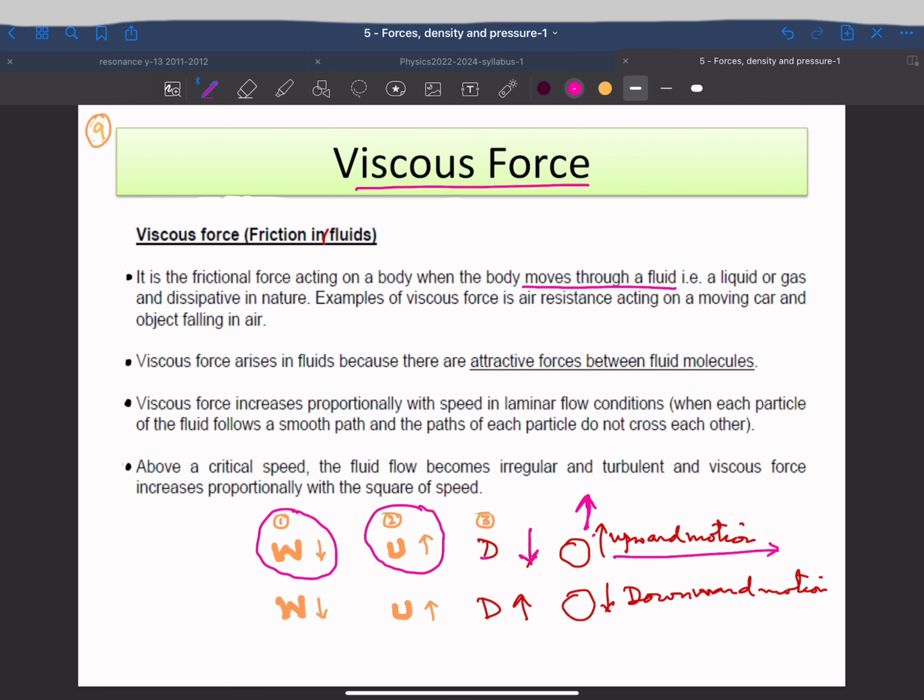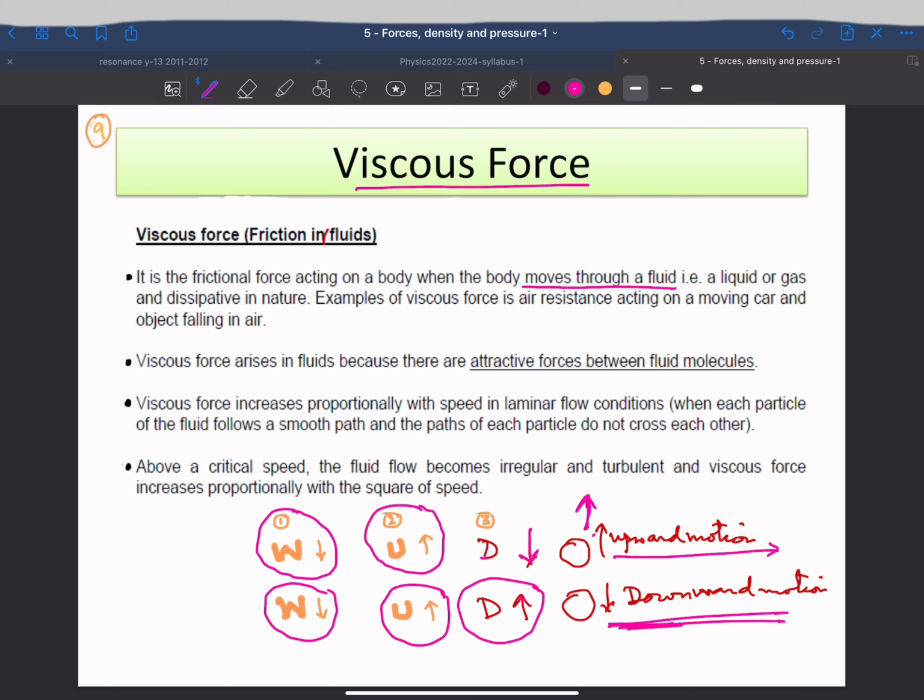Similarly, if you have the downward motion, then as I said, weight is always acting downward, upthrust is always acting upward, but this time the drag will also be in the upward direction. So remember this thing, that drag is always in the opposite direction of the motion.